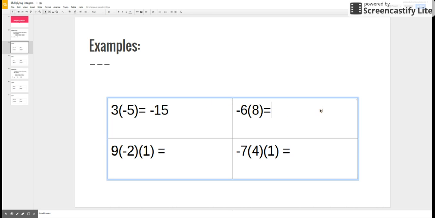Now here, I have negative 6 times positive 8. So I have negative times a positive. I know my answer is going to be a negative. 6 times 8 is 48.